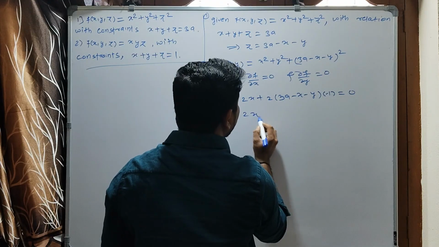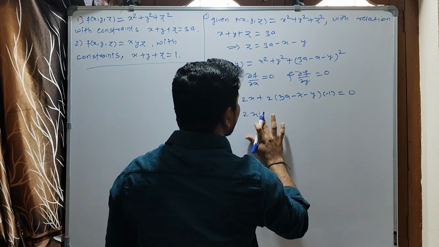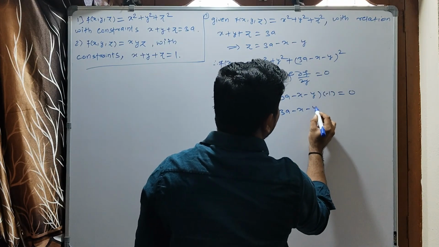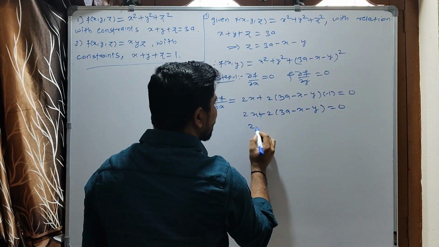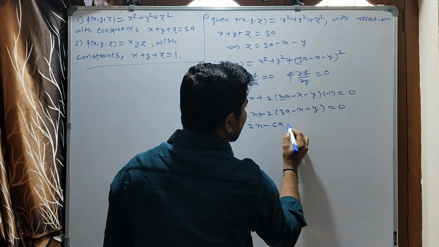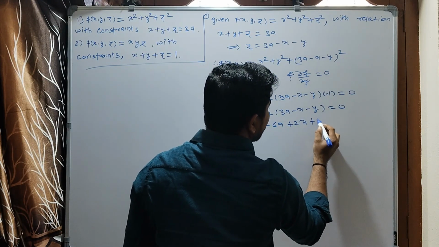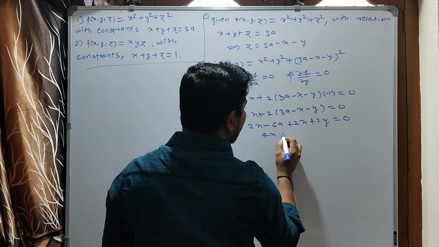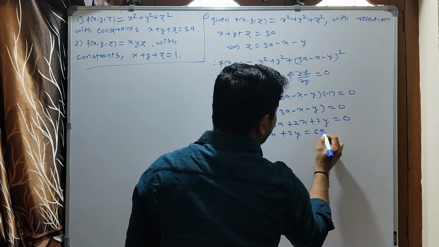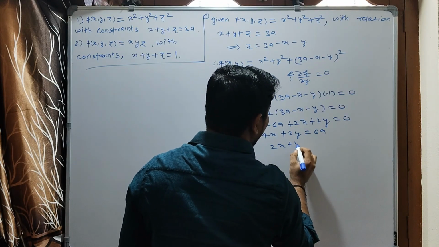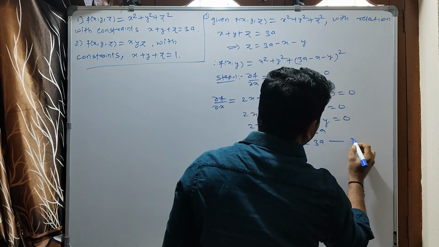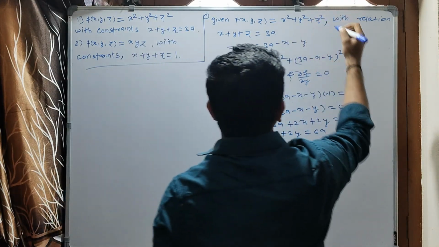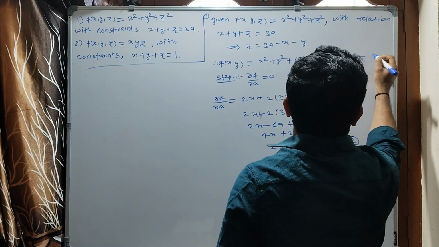This implies 2x, and plus into minus becomes minus, so 2x − 2(3a − x − y) = 0. Multiplying, this is 2x − 6a + 2x + 2y = 0. Therefore 4x + 2y = 6a. This implies 2x + y = 3a. Let's say this is my equation number 1.